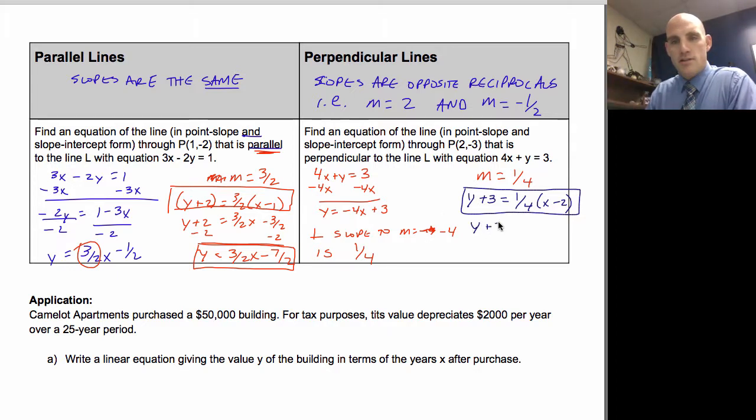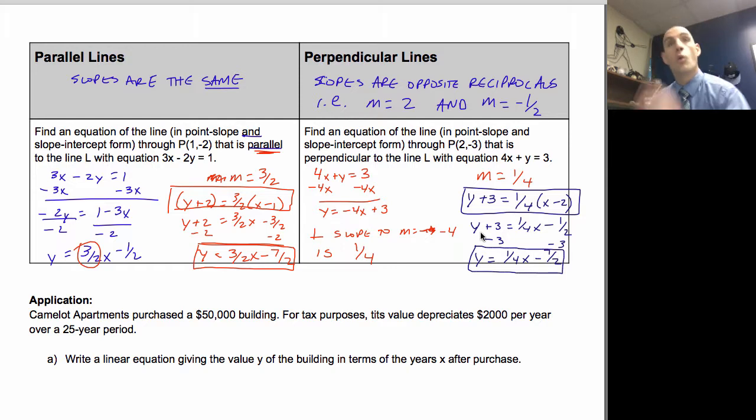So y + 3 = 1/4 x minus, so 1/4 of negative 2 would be minus 1/2. Subtract 3. Subtract 3. So y = 1/4 x minus, now here you go, 3.5. So it's minus a half, minus another 3, so minus 3.5, so it would be minus 7/2. Okay, there's your two answers. One leads to the other. It's awesome. If I asked you for general form, all you'd have to do is solve so that zero's on one side. This is great.